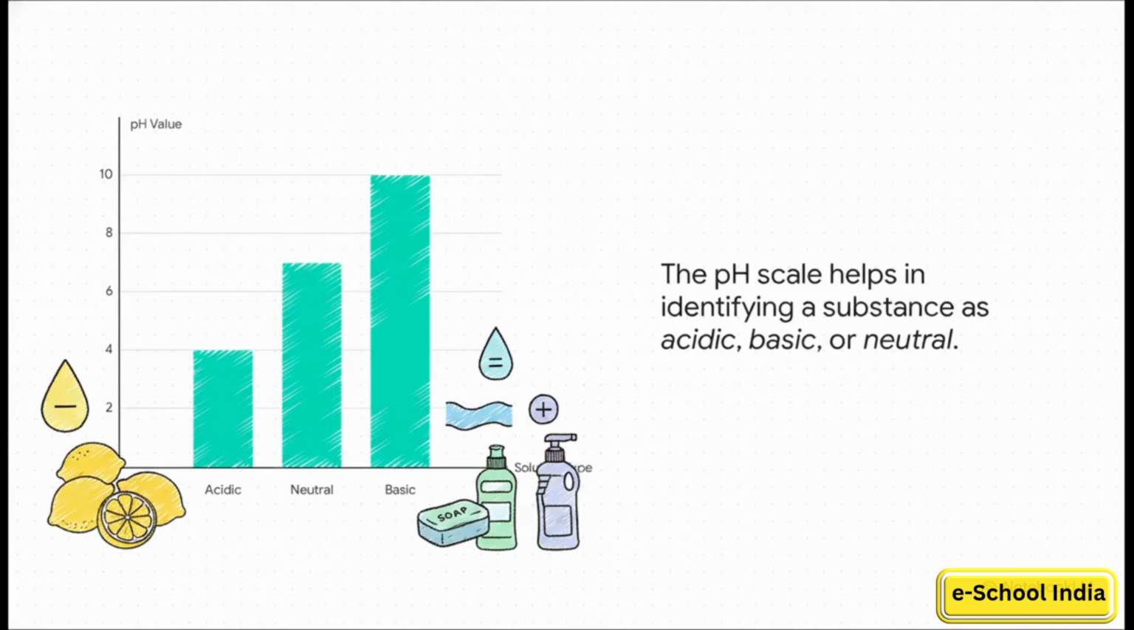The scale is pretty easy to read. Anything below a 7 is an acid. Anything above a 7 is a base. And right there in the middle, a perfect 7, is neutral.